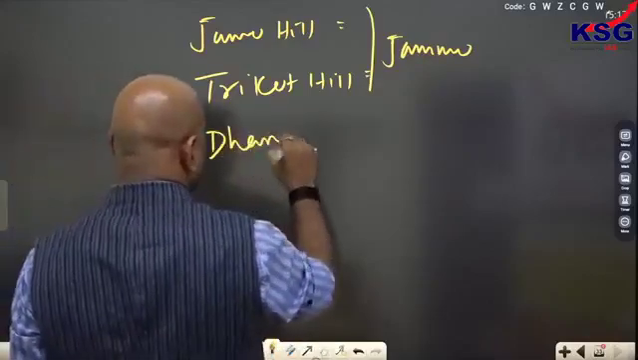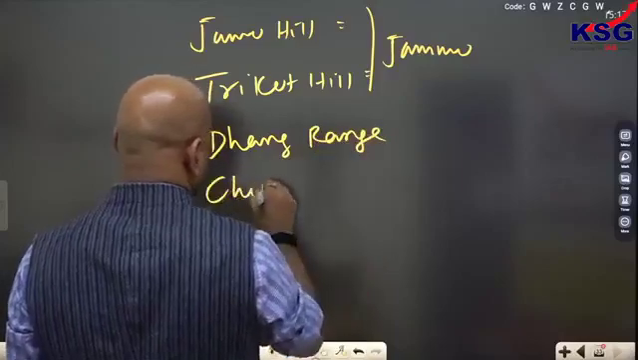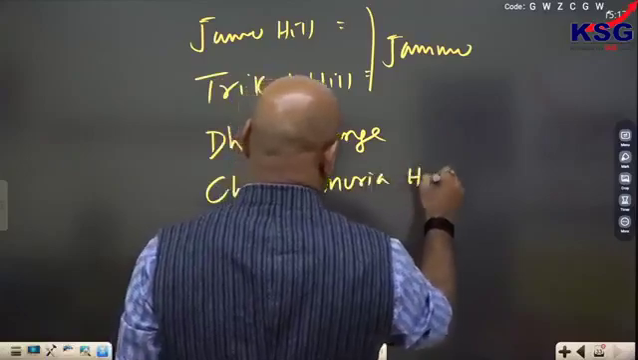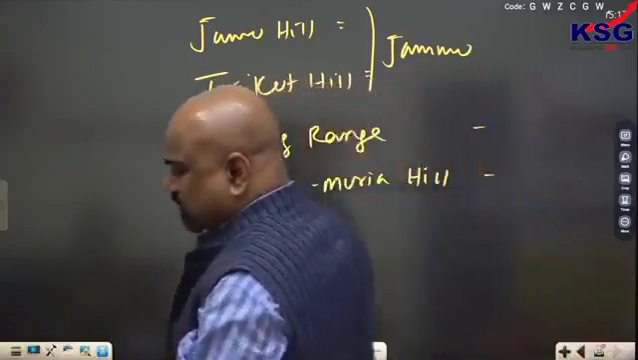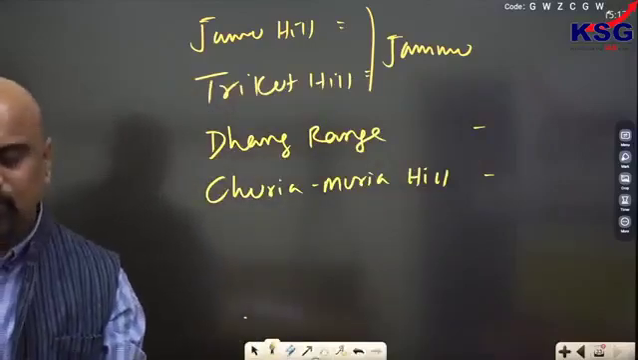Dhang range, Churia Muria Hill. All these are good examples here. They are located towards Uttarakhand. उत्तराखंड के तरफ आपको मिल जाएंगे ये.